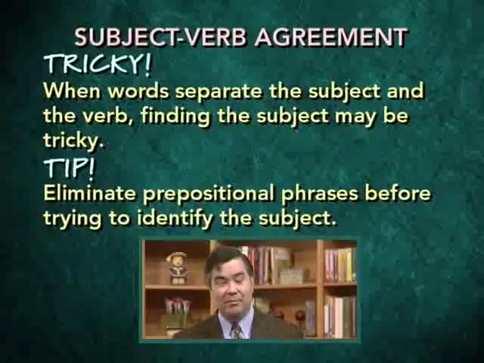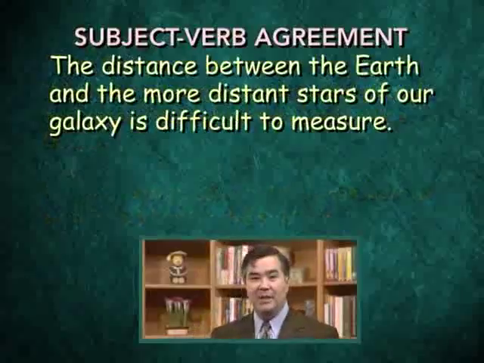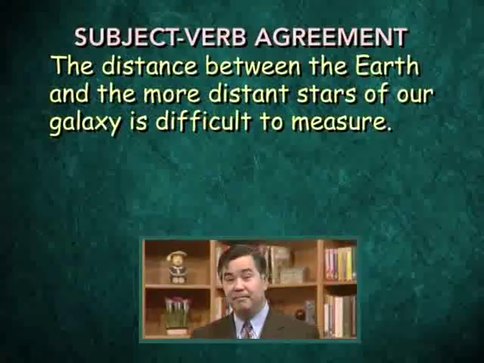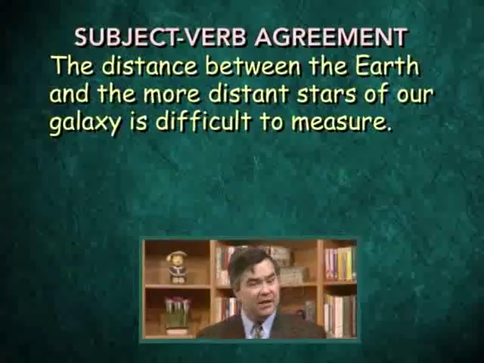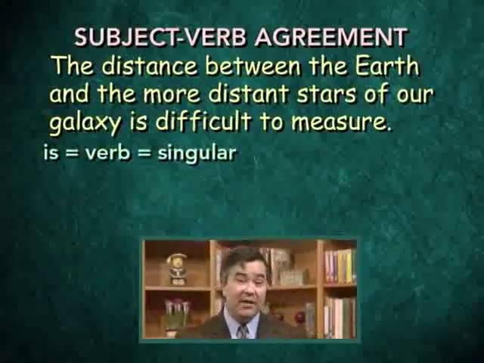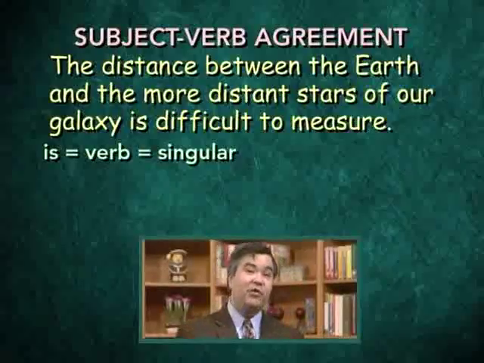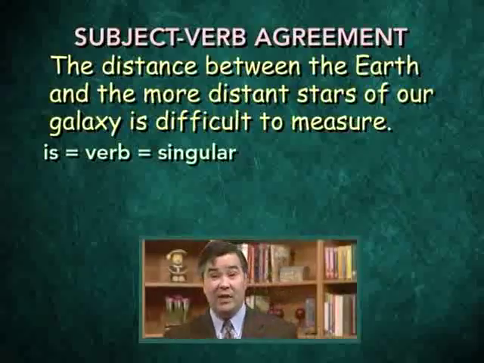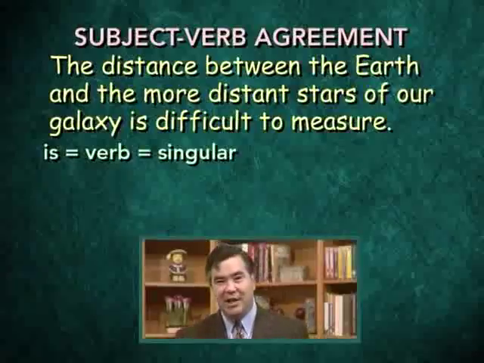of the verb. Take a look at this example. The distance between the Earth and the more distant stars of our galaxy is difficult to measure. In this case, the verb is easy to find, as it usually is in most sentences. The verb is. Now that's a singular verb. Is the sentence correct or incorrect? Well, we have to identify the subject in order to determine whether a singular verb is correct or incorrect. Now, what is the subject? What is it that's difficult to measure?